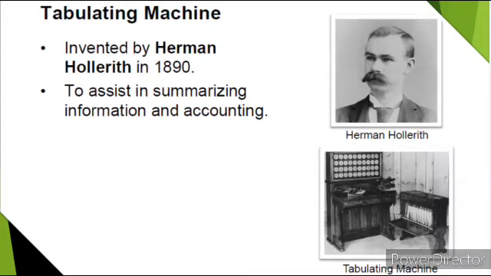The next is the tabulating machine. The tabulating machine was invented by Herman Hollerith in the year 1890. It was to assist in summarizing information and for accounting purposes.